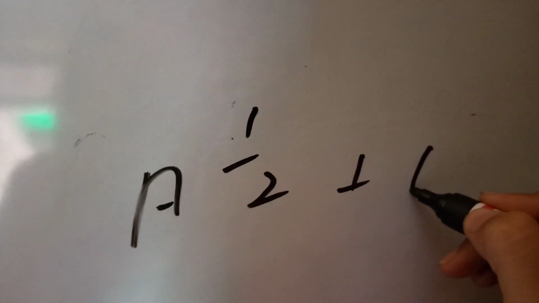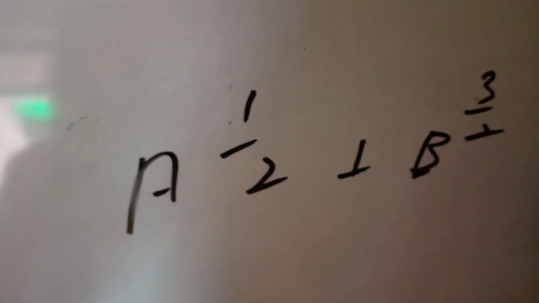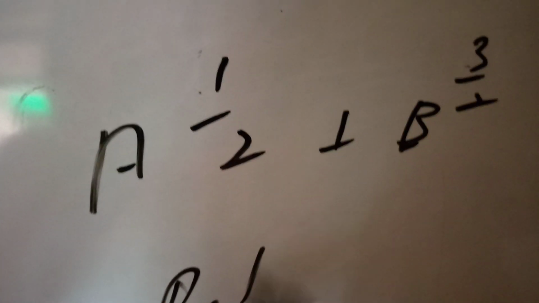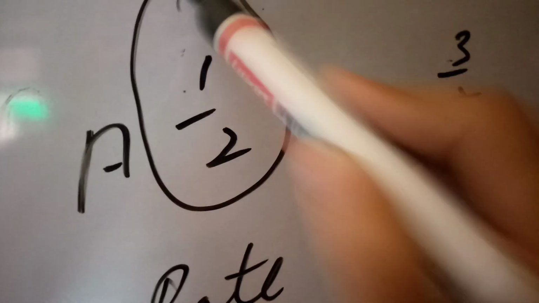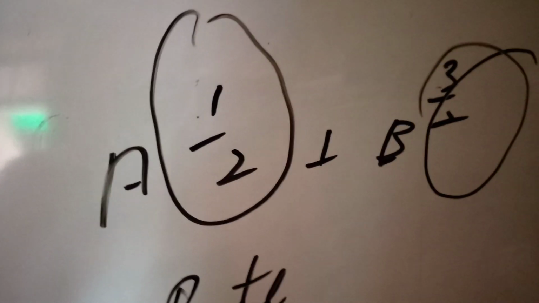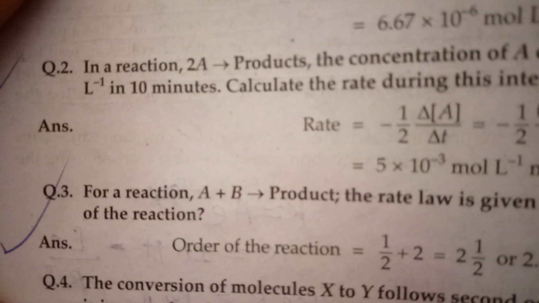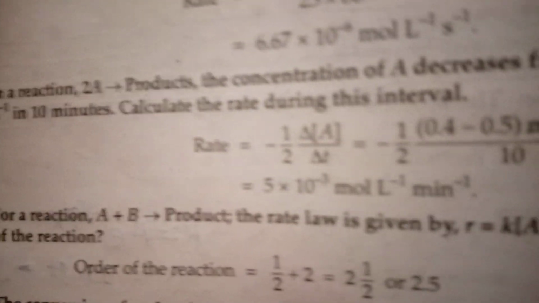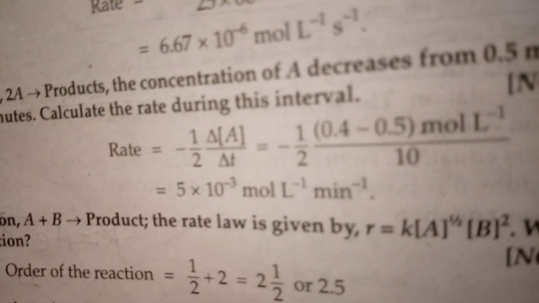Now the next question is based on the order of a reaction. The definition of order of a reaction is the sum of the exponent powers, for example A has 1 by 2 plus B has minus 3 by 2. So add both the powers. Let's see the question. For a reaction A plus B gives product, the rate law is given by R is equal to K A to the half B squared. What is the order of this reaction?